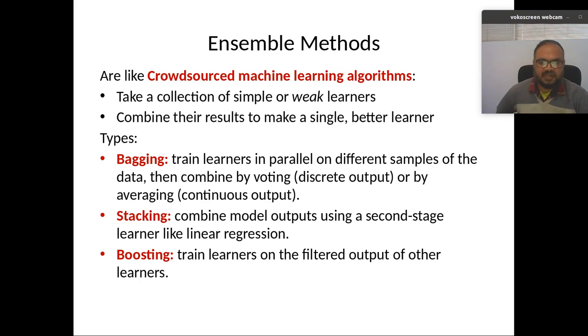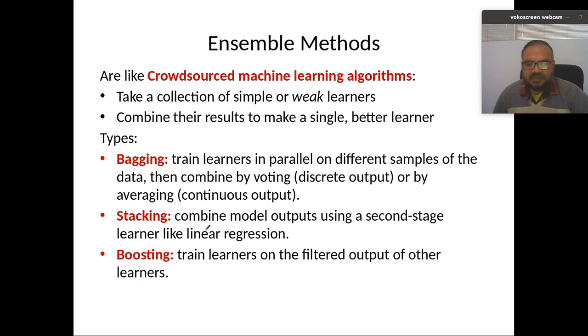So in Bayesian, let's say we have a training data set. We can divide the training data set into subsets and then train a different model, a different learner, on each subset, and then at the end combine their results by voting if it's a classification problem, or by averaging if it's a regression problem.